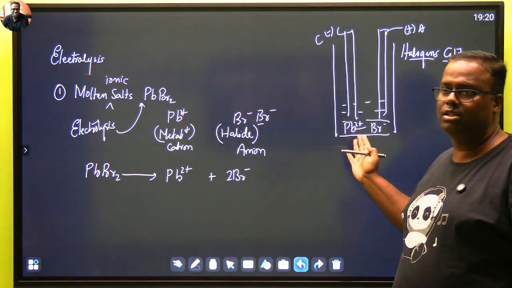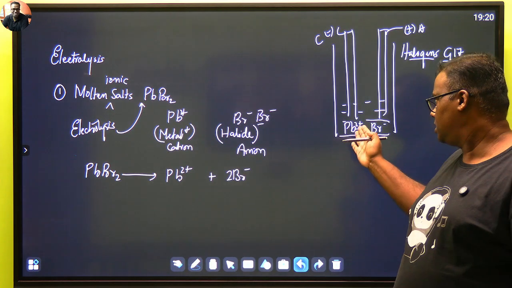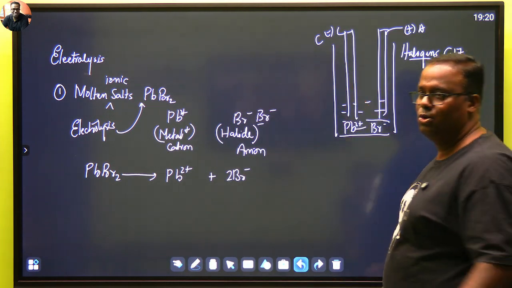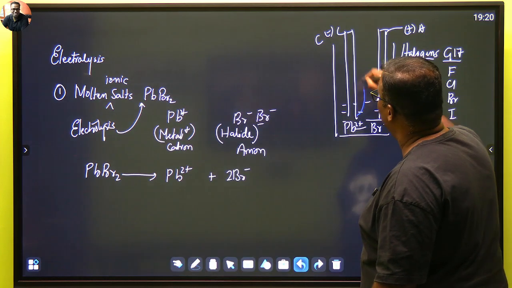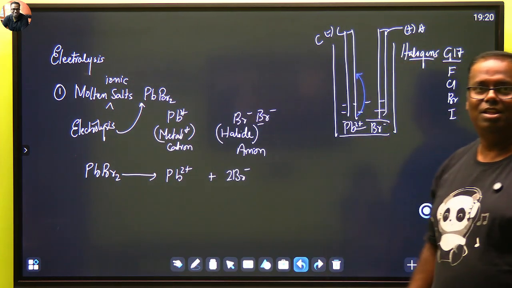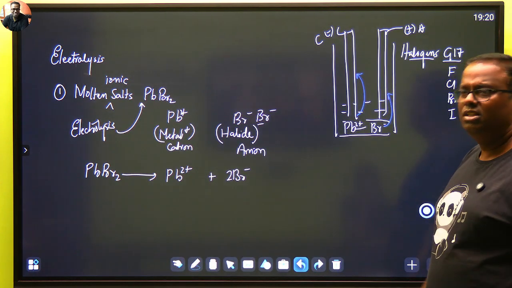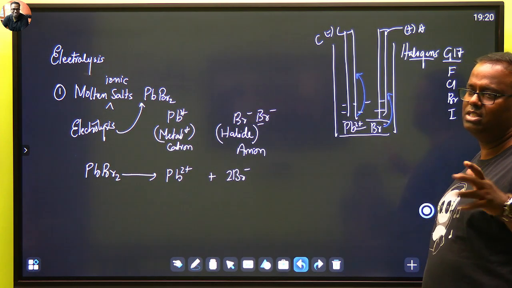Unlike poles attract. है ना? So it will go this side. So Pb goes in which side? To this side. Right? And Br goes which side? This side. There is no big rocket science out here. This is easy to understand.